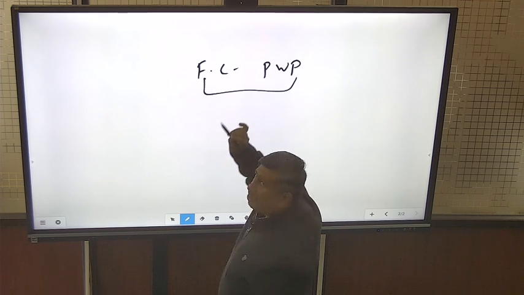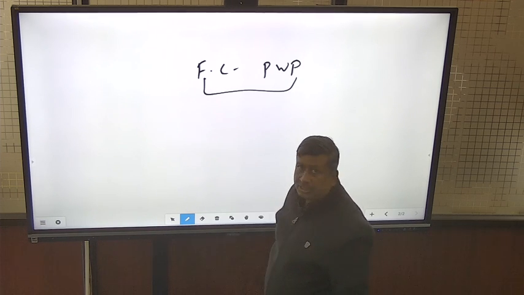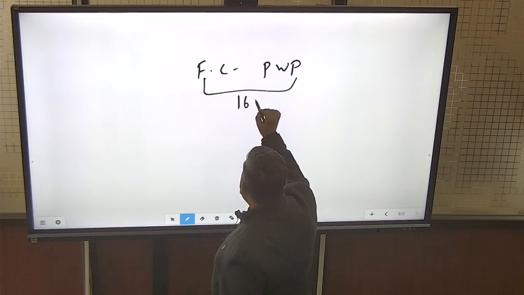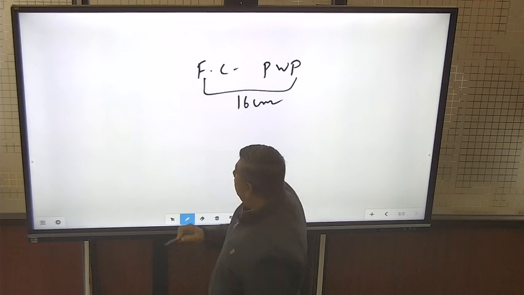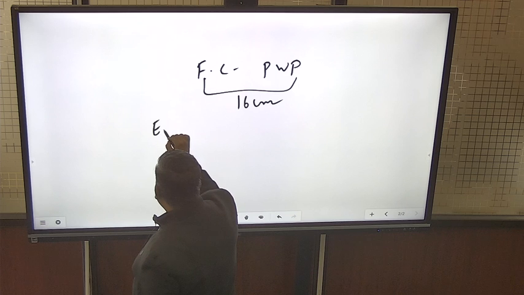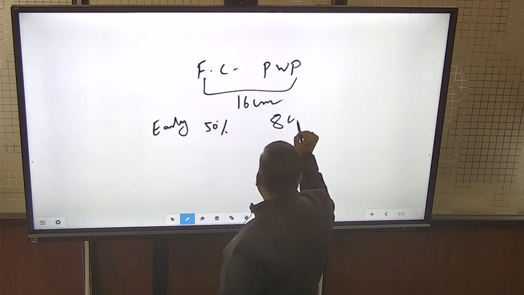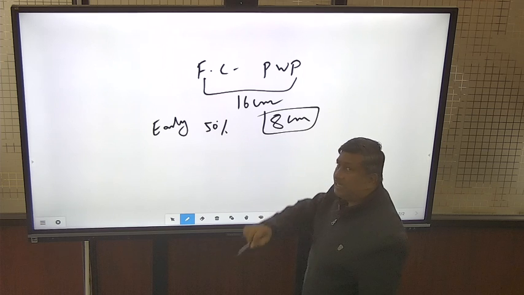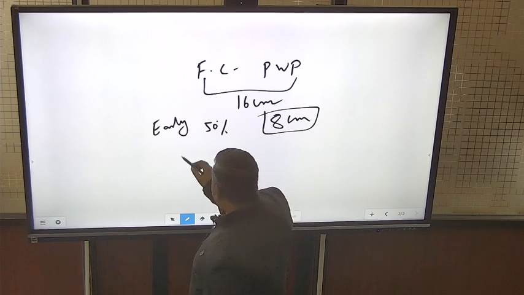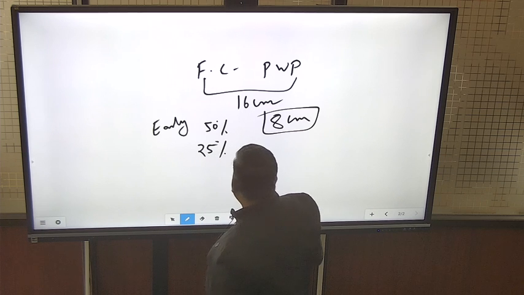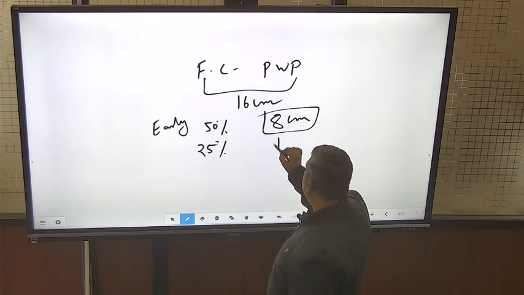First determine what is the soil moisture. Suppose from field capacity to permanent wilting point, moisture is 16 centimeter. Okay, so in early vegetative stage, suppose we allow 50% depletion, so it means if there is 8 centimeter depletion, then we should provide irrigation. And during maximum vegetative stage, only 25% depletion, 25% of 16 is 4 centimeter.